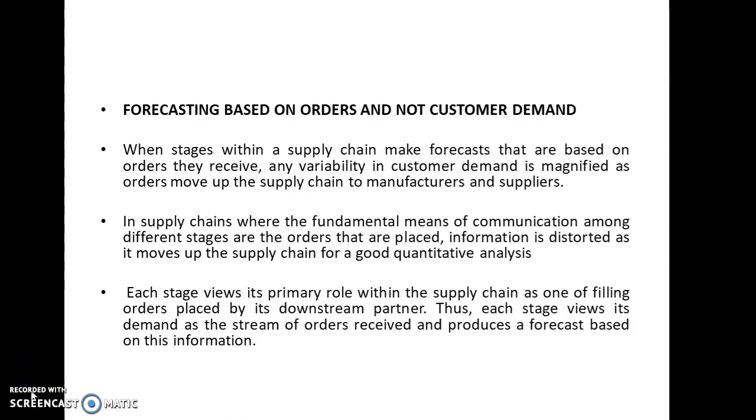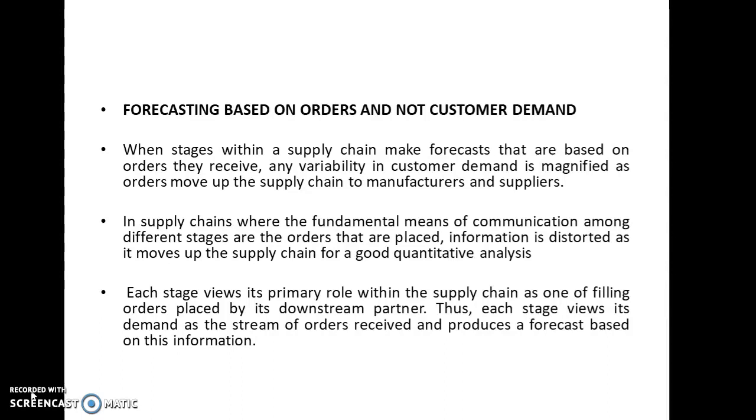In supply chains, the fundamental means of communication among different stages are the orders that are placed. That means the communication between different stages takes place only through the orders placed. So information may be distorted as it moves up the supply chain. Each stage views its primary role as filling the orders placed by its downstream partner.